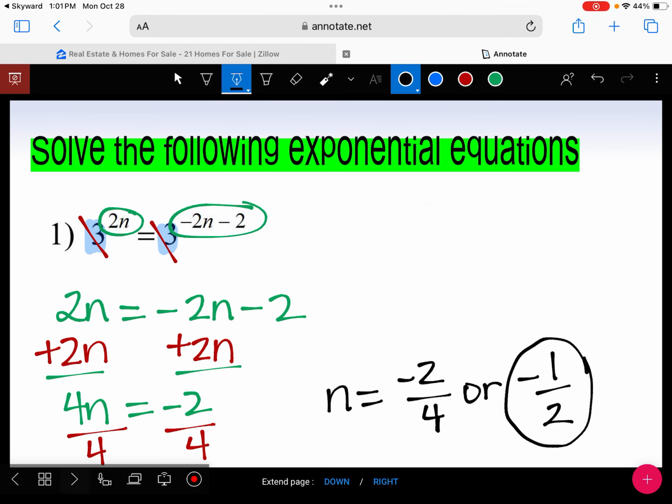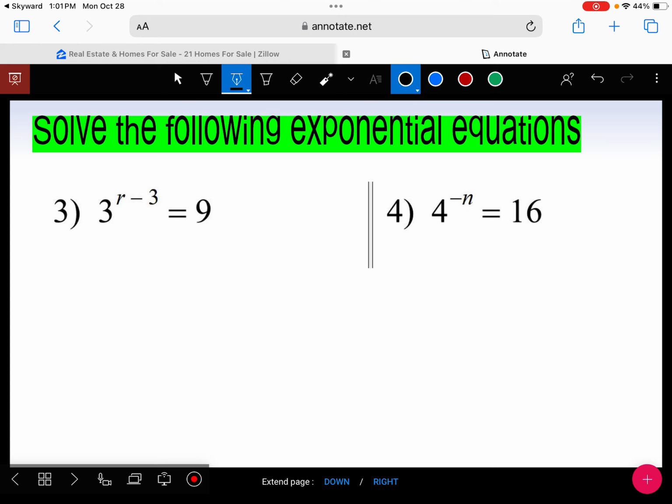All right, let's look at the next 2. So we'll just do number 3 because, again, number 4 is too easy. So let's go ahead. Let's look at question 3. So now we're looking at it where we don't have the same base. So now that we don't have the same base, one side has a 3, the other side has a 9, we need to do a rewrite.